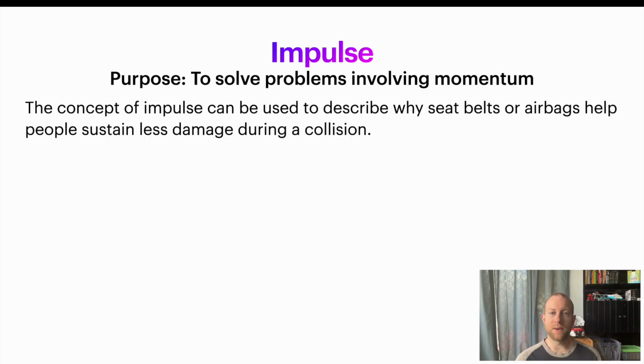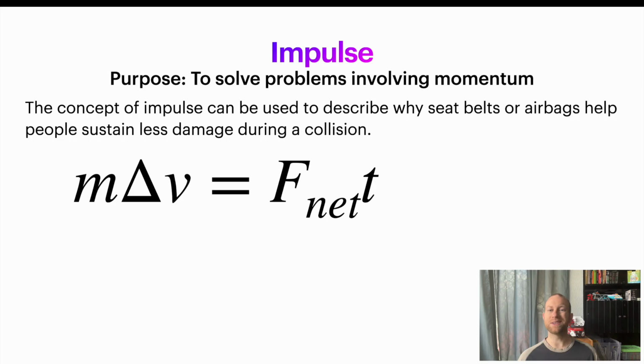So the concept of impulse can be used to describe a few things. One of them is why seatbelts or airbags in your car help people sustain less damage during a collision. If we look at this equation, we can talk about what happens if you have a seatbelt and what happens if you don't. Your mass stays the same, whether you have it or not. Your change in velocity also doesn't change, it's constant. You can be driving at 50 kilometers an hour and go to a rest with a seatbelt or not. That's not what is going to change.